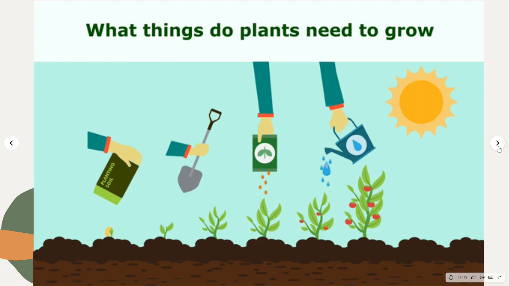But what things do plants need to grow and stay alive? It needs planting soil, a good space to grow, nutrients or the fertilizer, enough water, because the roots are taking up water, and sunlight. Let's discuss this picture.